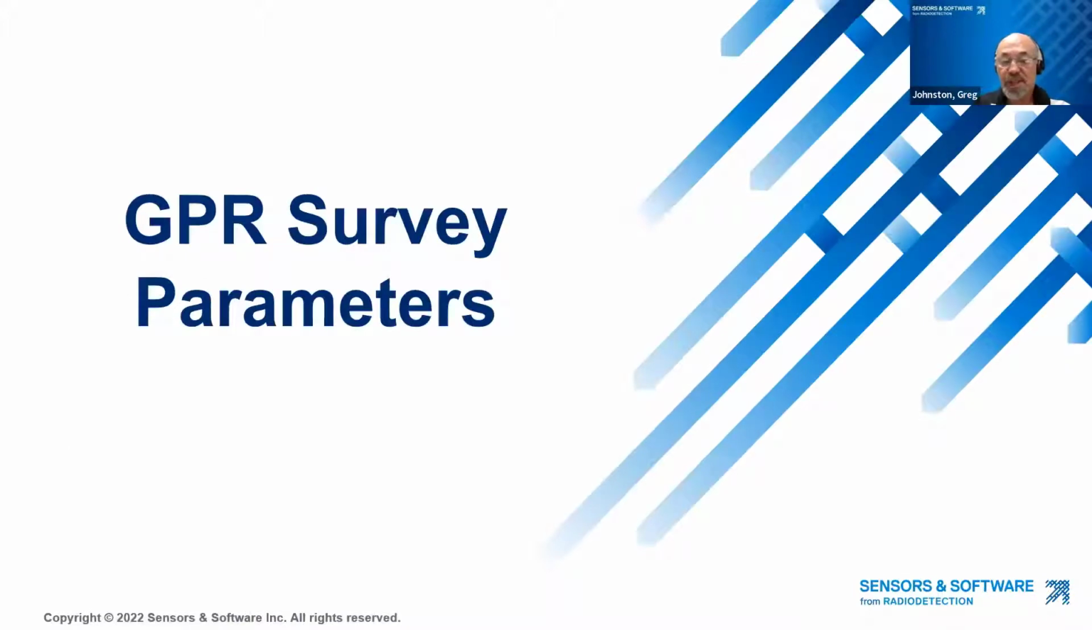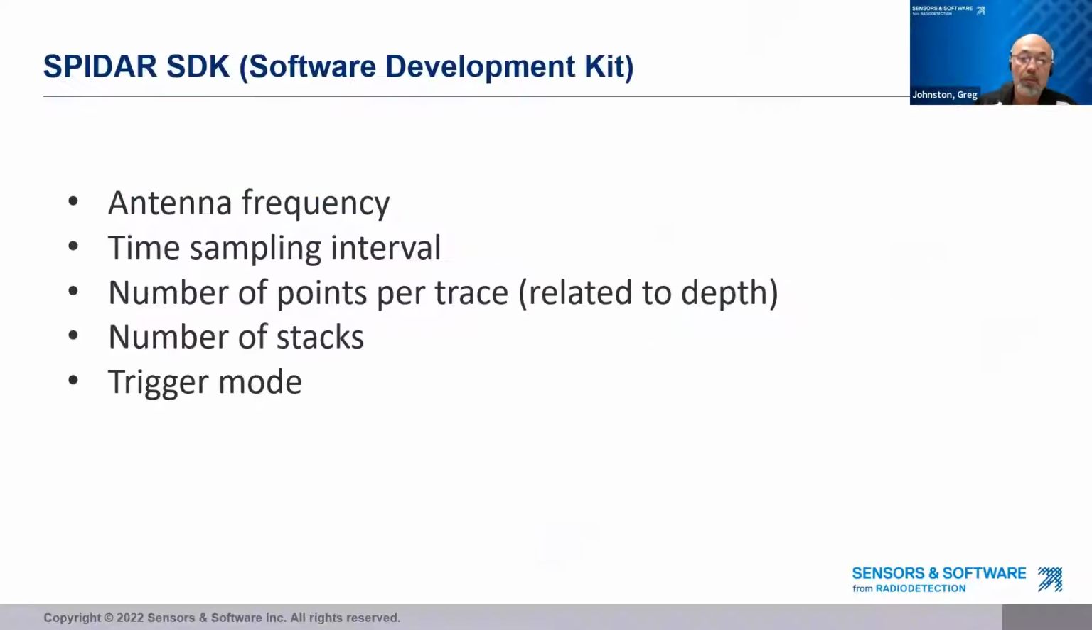So I want to specifically dive into some of the details of the GPR survey settings. Those are the ones that, if you're familiar with GPR, you're going to be at least somewhat familiar with, but I want to show you specifically the ones that we're able to use with the SPIDAR SDK. And the nice thing is there's not many parameters. And as you're going to see, they're fairly simple to set up and think about before you start data collection.